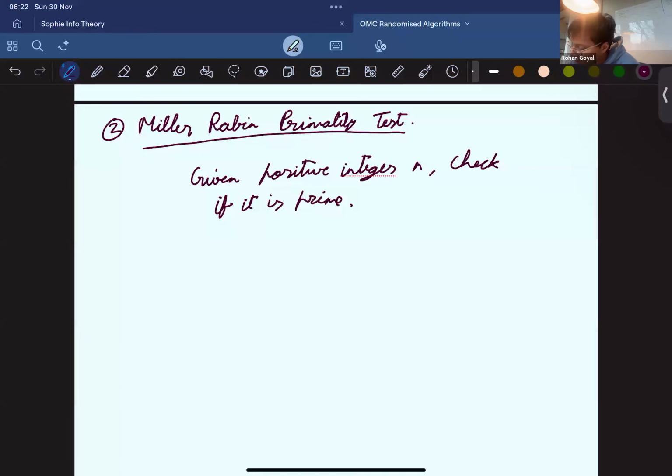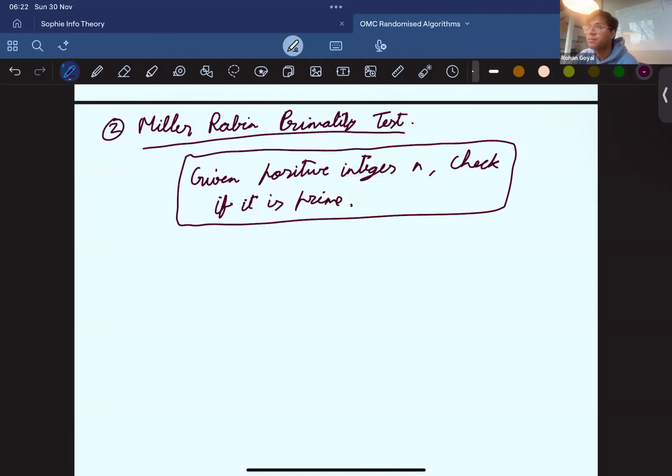Okay, so this is the task. Given a positive integer, check if it is a prime. Any ideas, people?